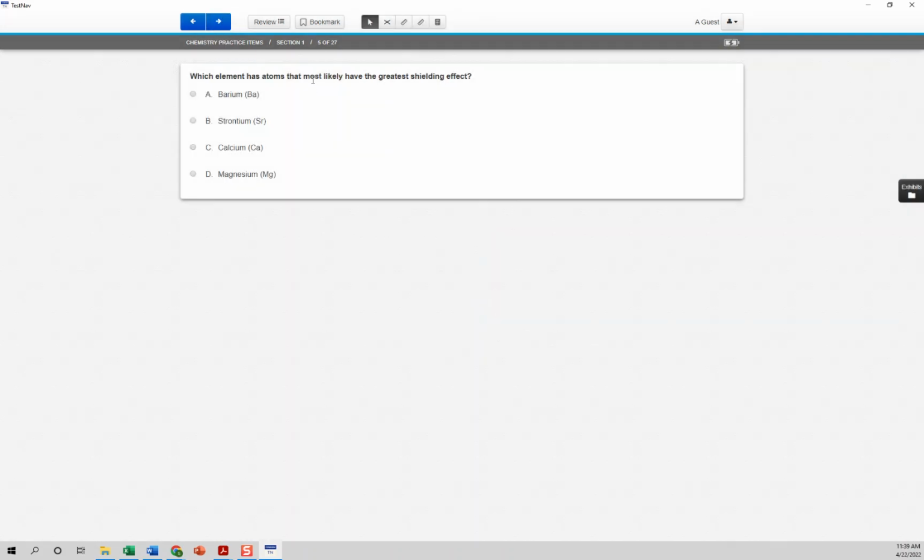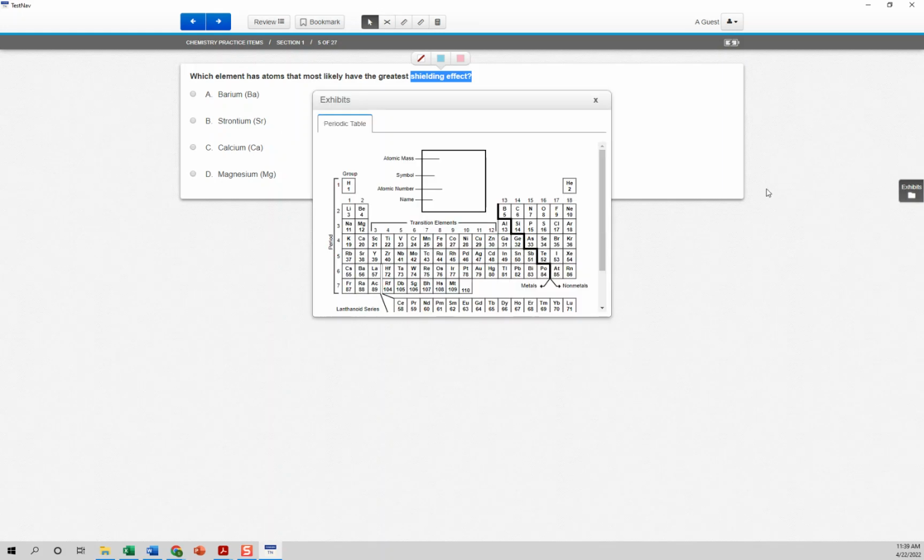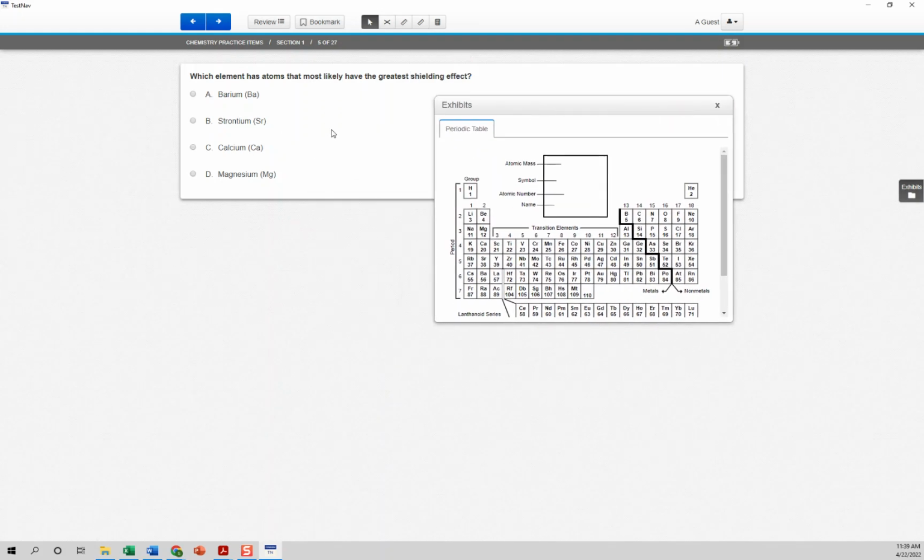All right, so let's look at this. Which element has atoms that most likely have the greatest shielding effect? Okay, so shielding effect is one of those periodic trends you want to know about. What you need to know about shielding effect is that it increases going down, but stays relatively the same going across left to right. So really, the greatest shielding is going to be which one of these elements is furthest down on the periodic table. So let's pull up our periodic table, okay?